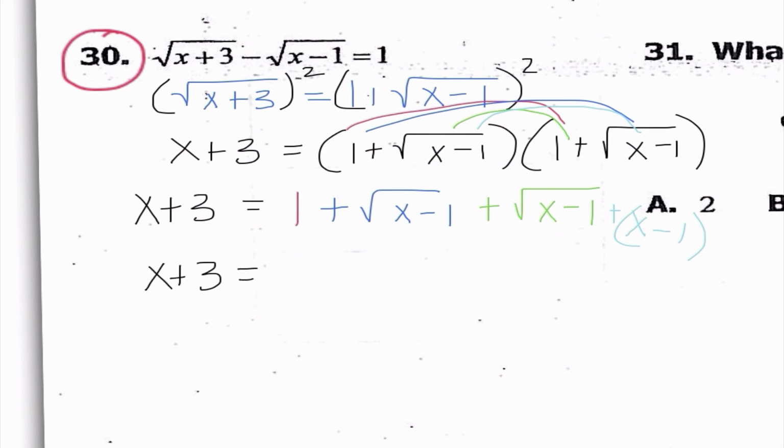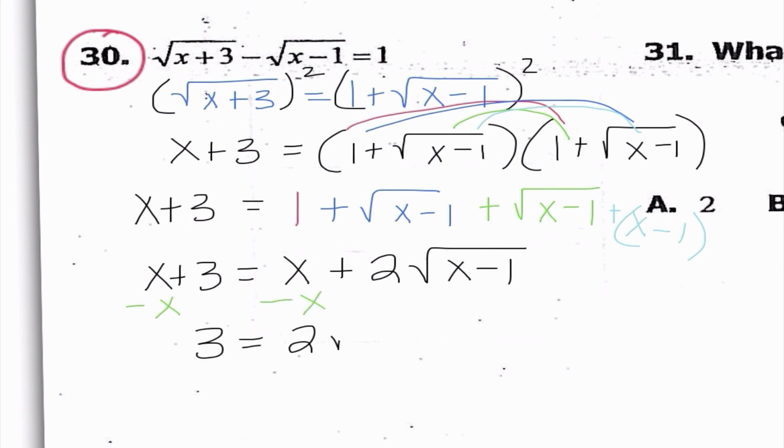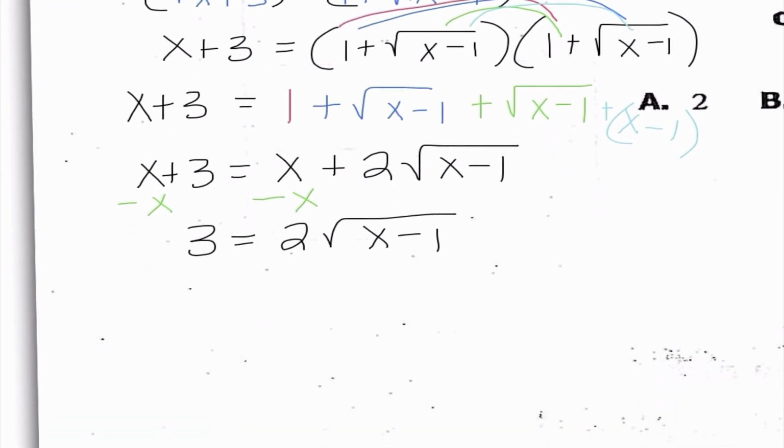So I need to go ahead and add all my like terms together. My 1's actually cancel out, so I am left with x plus 2 square root x minus 1. I'm going to subtract x from both sides, so I get 3 equals 2 square root x minus 1. And the reason why I'm doing this is because now I have a radical left, so we need to isolate that again. I'm going to go ahead and divide both sides by 2. So I get 3 halves equals the square root of x minus 1.